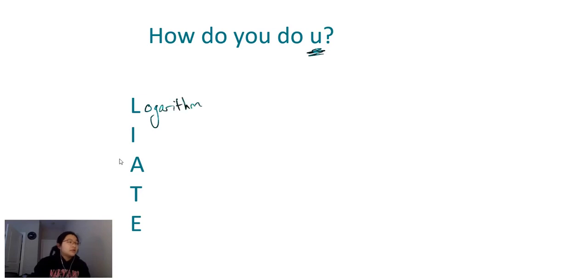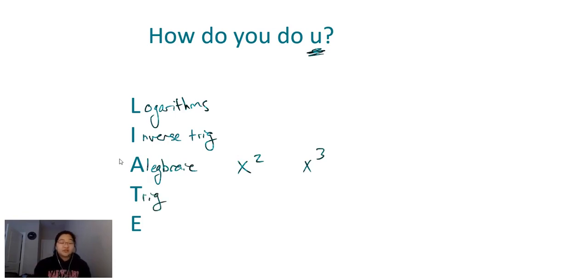logarithms, and then inverse trig, like arcsine, expressions, and then the algebraic, and that's like x squared or x cubed or something. And then if you don't have any of those, then you choose a trig expression, like a regular trig, not an inverse trig. And then your last choice for u is exponential, because taking derivatives of e to the x just doesn't go away, and it's really annoying. So exponential is your last choice for u.